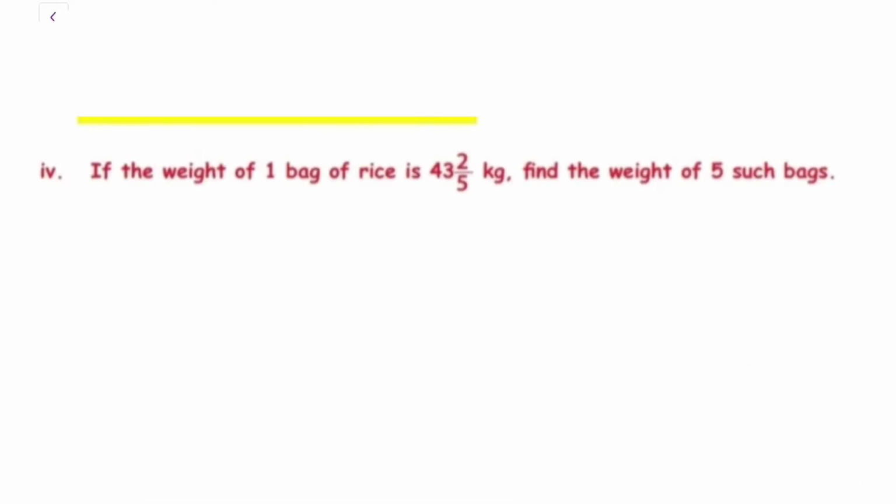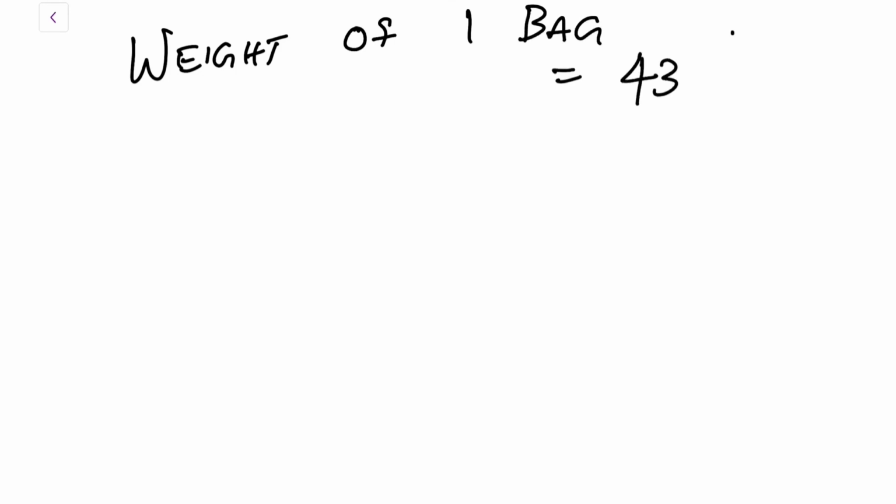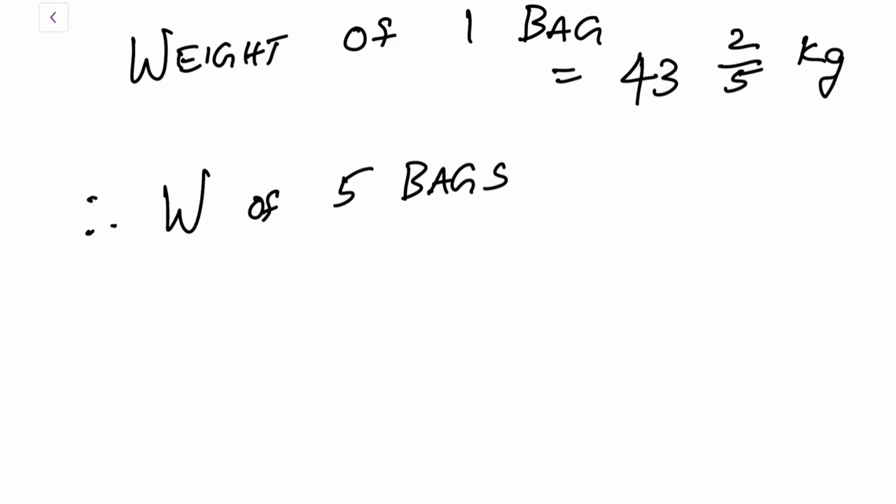If the weight of one bag of rice is 43 2 by 5 kg, find the weight of 5 such bags. So what have they given the weight of one bag as? Weight of one bag, they said it is 43 2 by 5 kgs. Therefore, they are asking us to find the weight of 5 such bags. Therefore, weight of 5 bags. What is it? That is 43 2 by 5 into 5.